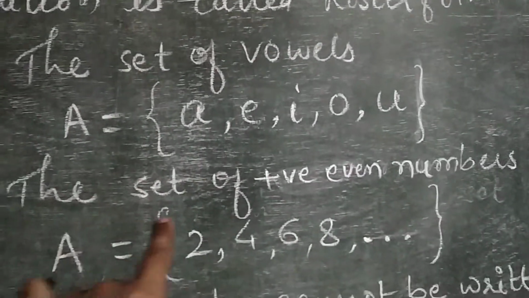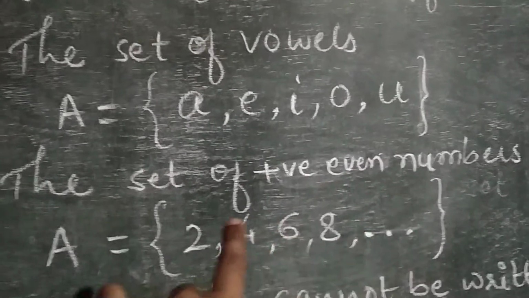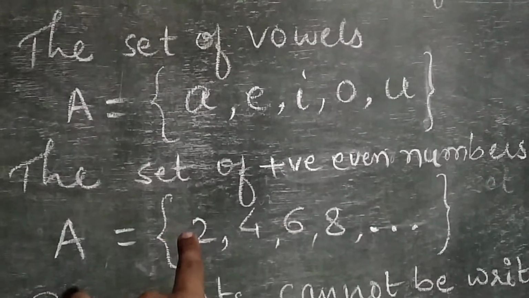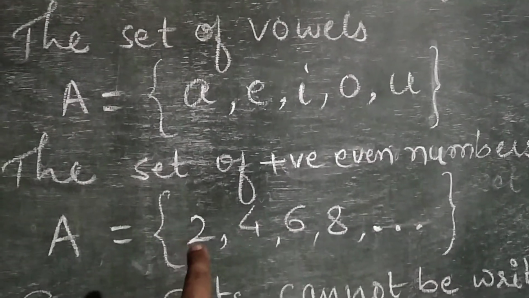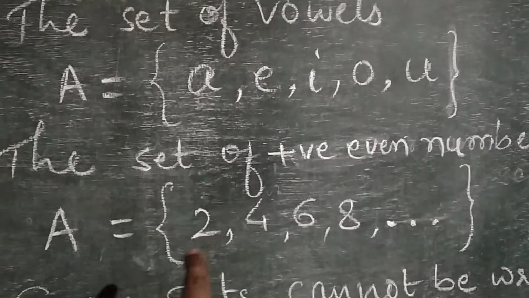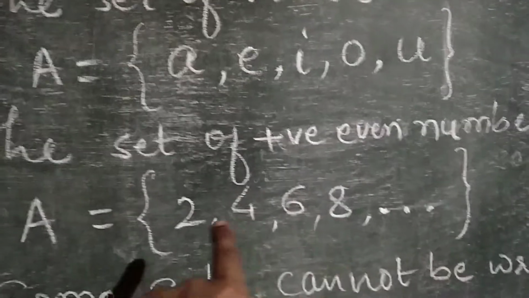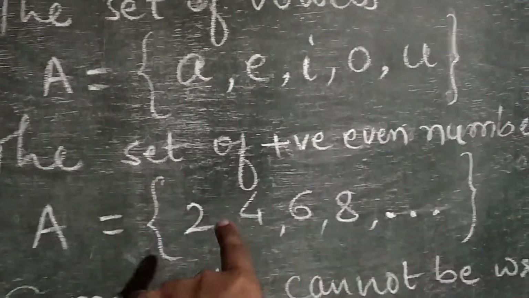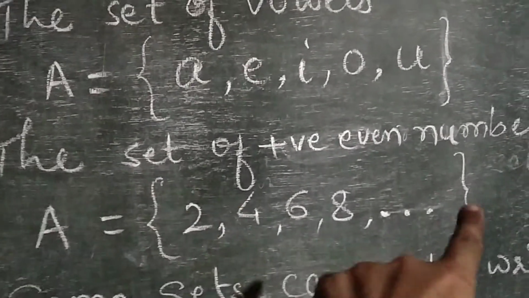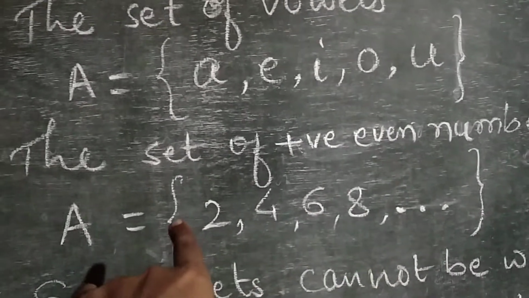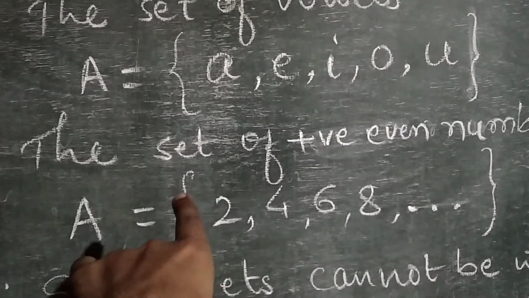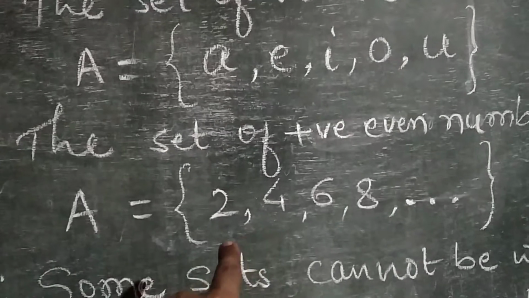Similarly, the set of positive even numbers. Even numbers which are divisible by 2 and positive, that is, greater than 0. So 2, 4, 6, 8. We are writing all the elements separated by commas within curly brackets. So this is the roster representation of the set of positive even numbers. Okay.